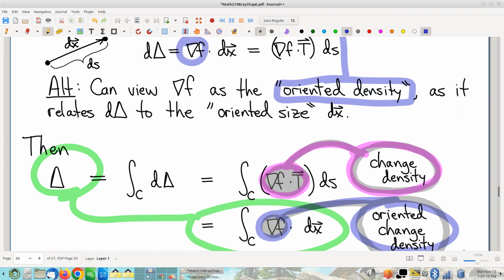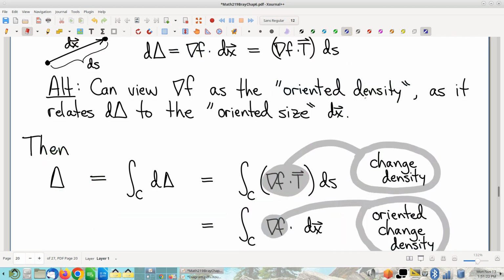Change density, because that's the accumulating quantity. Oriented, because it's a vector. Okay, like I say, it's just a point of view. Okay, let's do one. Let's get our hands dirty.